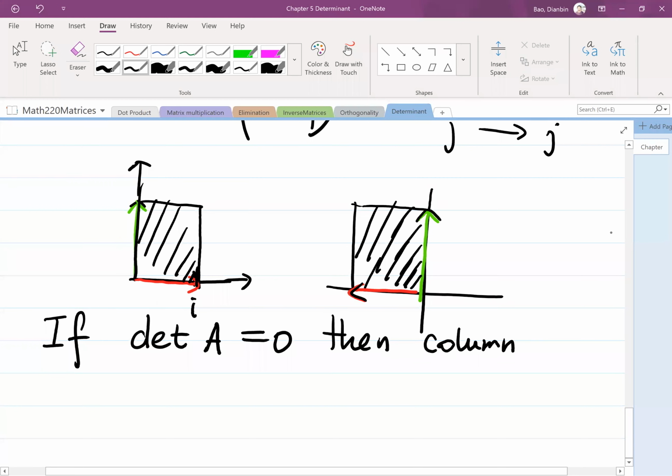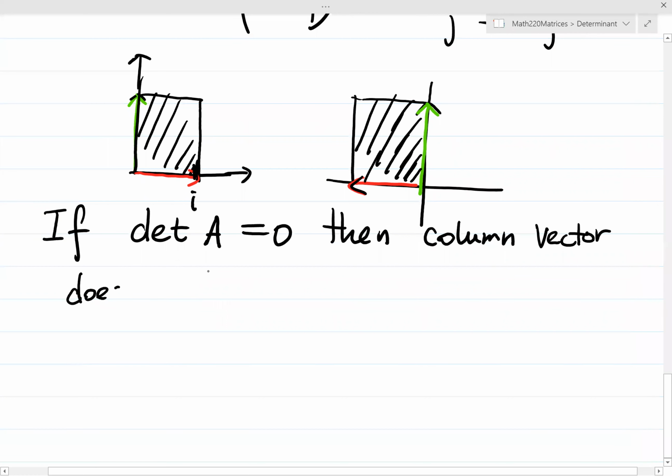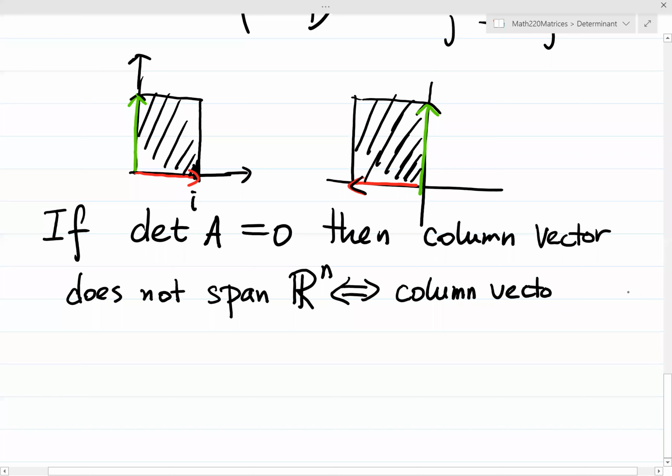Then the column vectors do not span Rn, which means the n column vectors should be linearly dependent. The column vectors are linearly dependent.